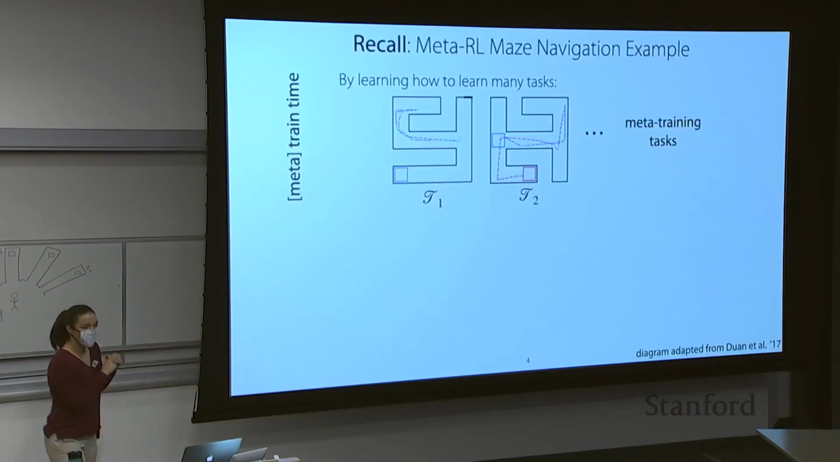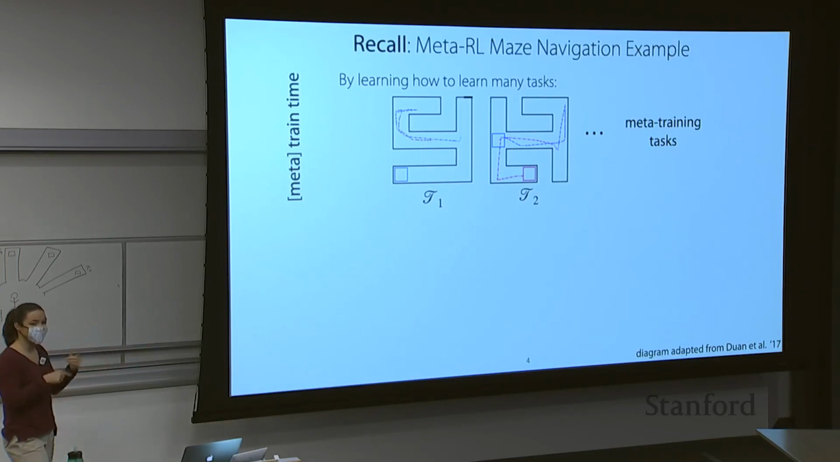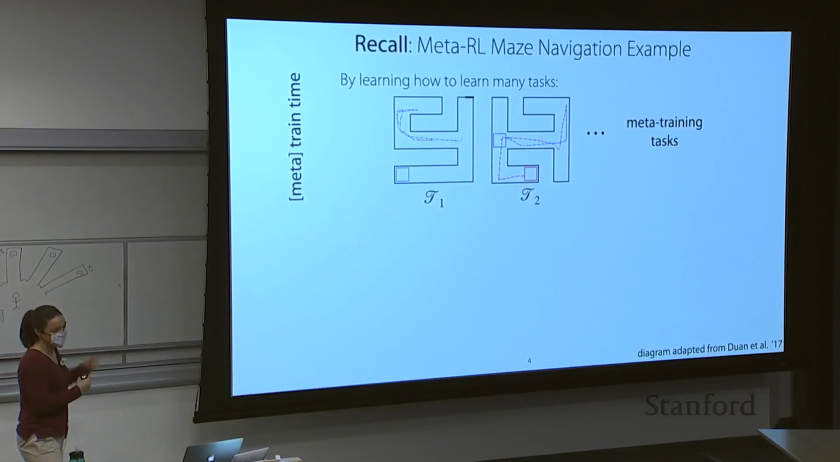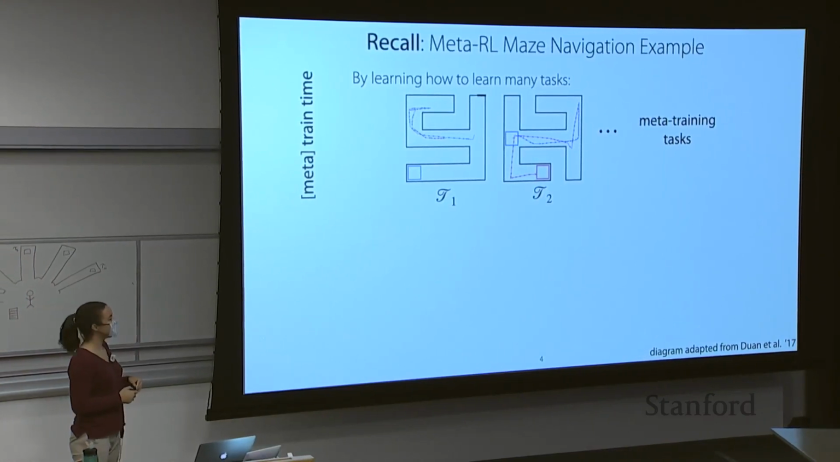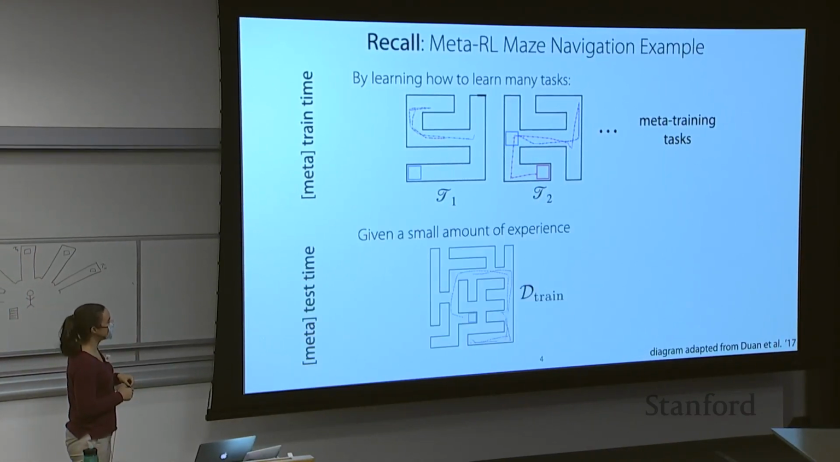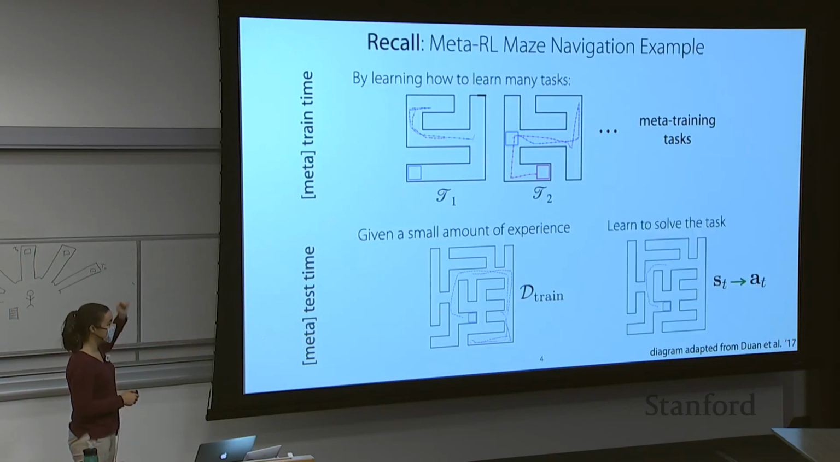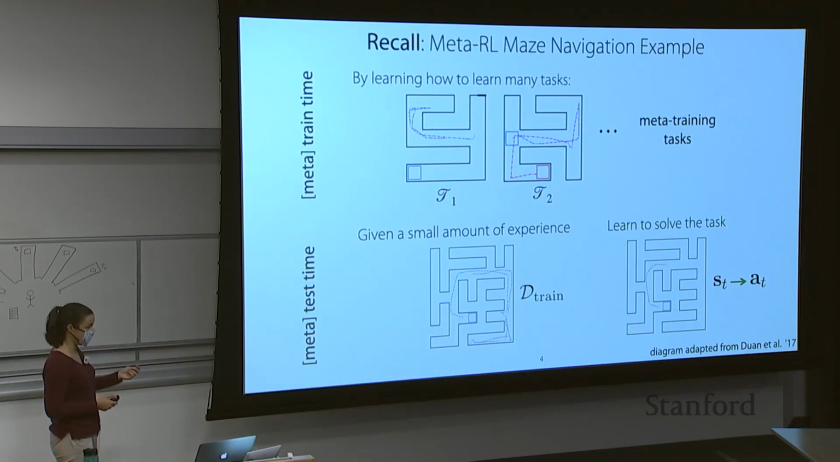So to recap meta-RL and what we talked about last time, we want to be able to learn how to solve a maze, for example, or solve a new task quickly. And the way that we do this is we learn how to learn many different mazes or many different meta-training tasks, and then use this to try to quickly solve a new task where we explore in a new maze. This exploration constitutes our training data set, and then we use this to solve a task and acquire a policy that can go straight to the goal of the maze.